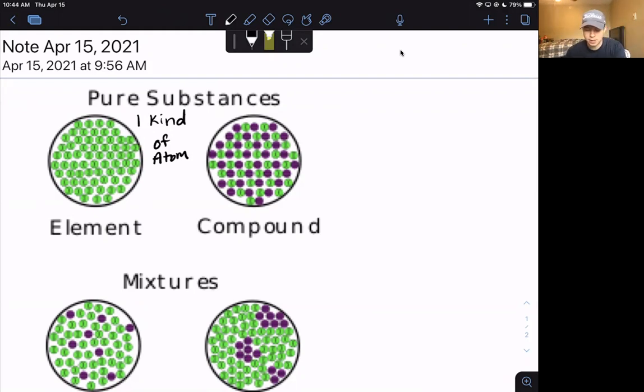Then if we look at the one next to it, we have what's called a compound. A compound is a pure substance. It's still one thing, but it's made up of molecules consisting of several different atoms. So in this case, the purple atoms are connected to the green atoms, and that would be something like water. H2O, we can have pure water, but it's an oxygen connected to two hydrogens. So that's what water looks like. So far, we have the two pure substances.